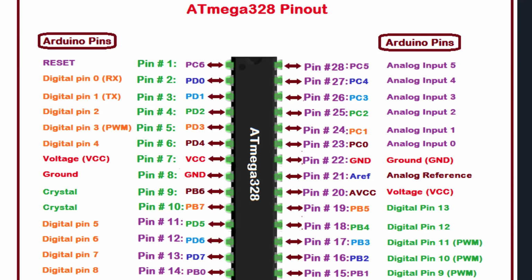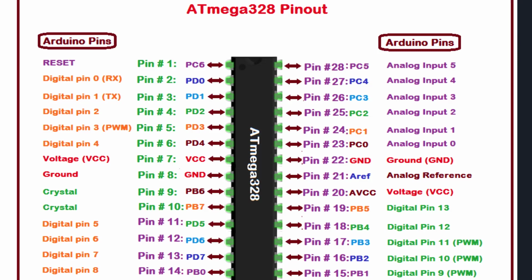If you see the first one, it's called reset, pin 1, PC6. I'll tell you what this means, don't worry. Then comes digital pin 0 or RX. RX stands for receiver pin. Then comes digital pin 1 or TX, that is the transmitter pin. These are very important, receiver and transmitter. Then comes digital pin 2, and digital pin 3, PWM.